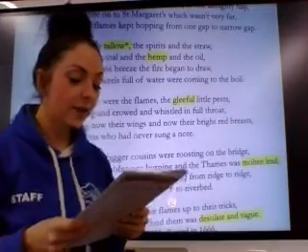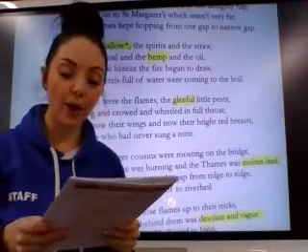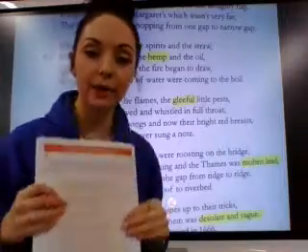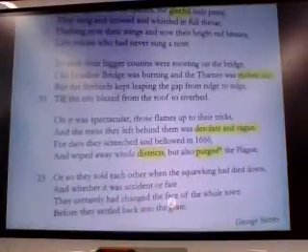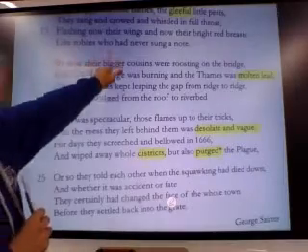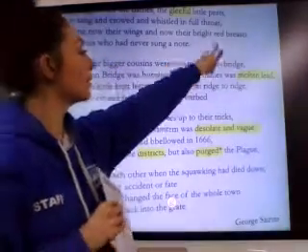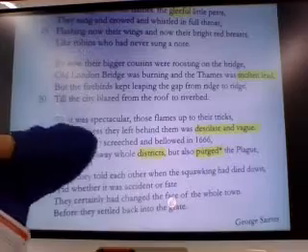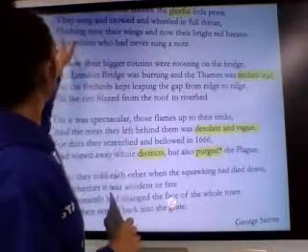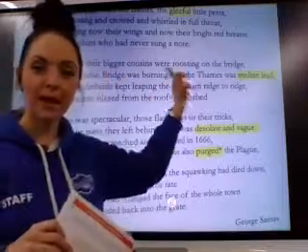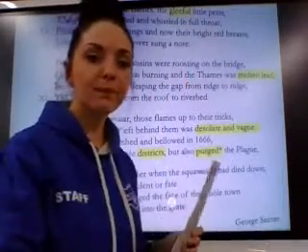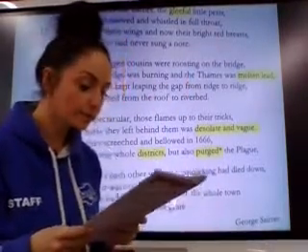Number 4 says, by now their bigger cousins were roosting on the bridge. Line 17, explain what this line means. So go to line 17. Okay, so it's here. By now their bigger cousins were roosting on the bridge. What do you think we're talking about there? So here we're talking about robins. What do you think they might be talking about here, and what do you think they're doing? You have a think about that for that one.